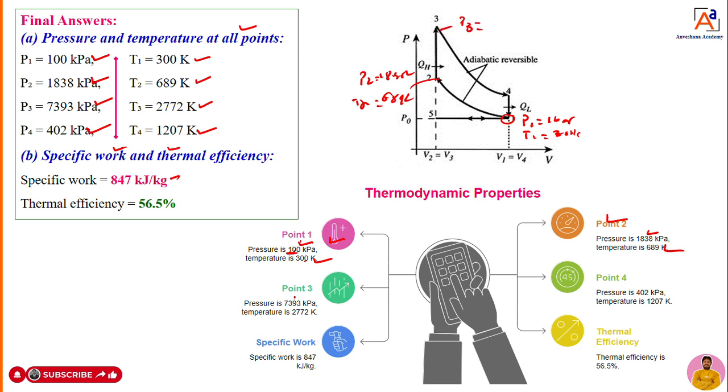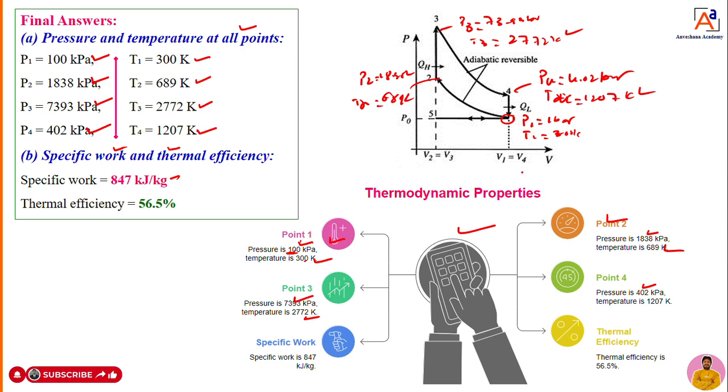The next, P3 is equal to 73.9 bar. Then T3 is equal to 2277.2 Kelvin. Similarly, what is P4? P4 is equal to 4.02 bar. Next, T4 is equal to 1207 Kelvin. This is how to solve the numericals.